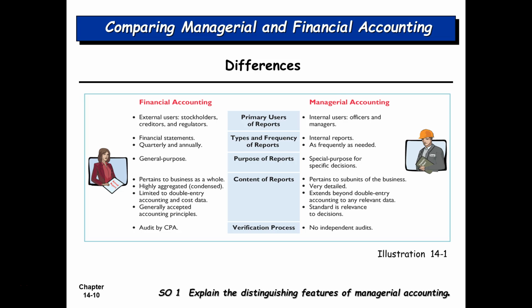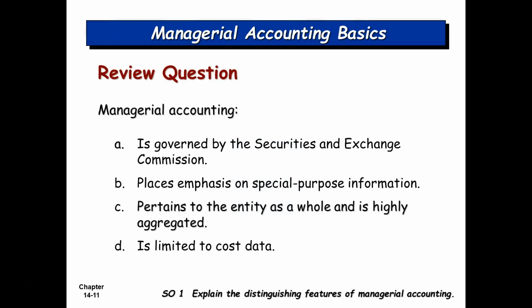And that's kind of what's covered on slides 9 and 10. And then, of course, we have a little review question here on chapter 11. On managerial accounting, we've got our 4 choices, and we see that our best choice is choice B, that managerial accounting places an emphasis on special purpose information.